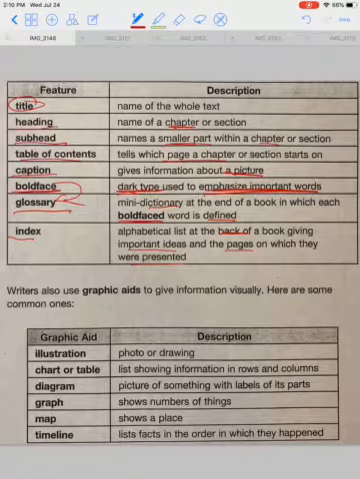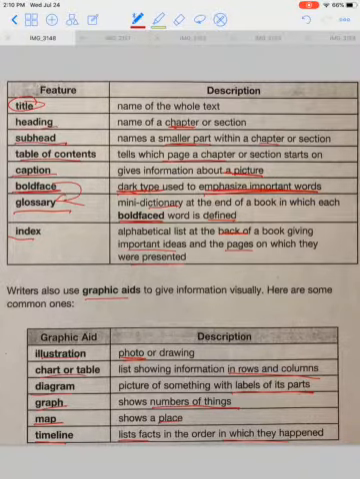And then the writer is also going to use some graphic aids like photos or illustrations. They may use a chart or a table using rows and columns to present a large amount of information, a diagram to show labels or parts of something, a graph showing numbers of things rather than telling you, they'll show you. They may show you a map to show you places, and then they also may present a timeline that's listing facts in the order in which they happened.